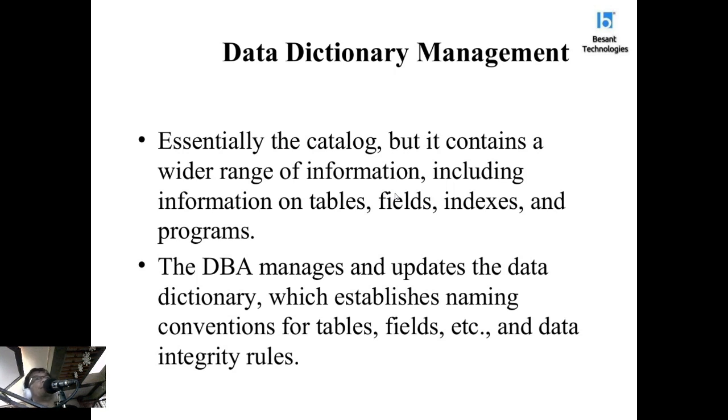Data dictionary management. Essentially the catalog, but it covers a wider range of information, including information on tables, fields, indices, and programs. So as the DBA, you should be managing the data dictionary. The DBA manages and updates the data dictionary, which establishes naming conventions for tables, fields, etc., and data integrity rules. So that as a DBA, if you're keeping this, then the whole company, if we have developers inside the company, will be following some naming conventions. So there's some sort of a standard.